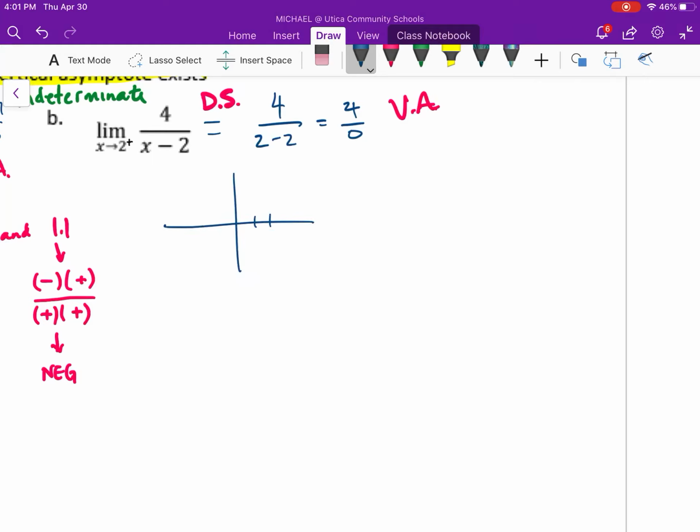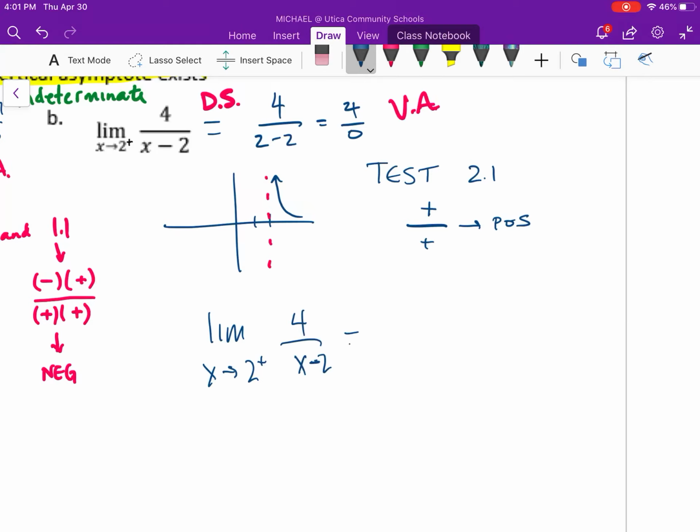So I have a vertical asymptote at 2, and I need to test. What am I going to test? I'm going to test on the right side, or the positive side, of 2, so at 2.1. I don't need to test on the other side. When I plug in 2.1, 4 is positive, and 2.1 minus 2 is also positive, which leads me to a positive value. So on this side, it has to be going towards positive infinity. Therefore, the limit as x approaches 2 from the positive side of this function is positive infinity.